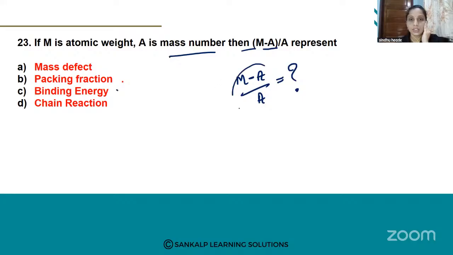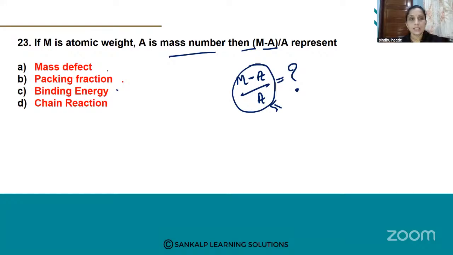See, what does this equation give? (M minus A) divided by A. Here M is nothing but the atomic weight and A is the mass number. The difference between the atomic weight and mass number, divided by the mass number. What does it represent? Mass defect?